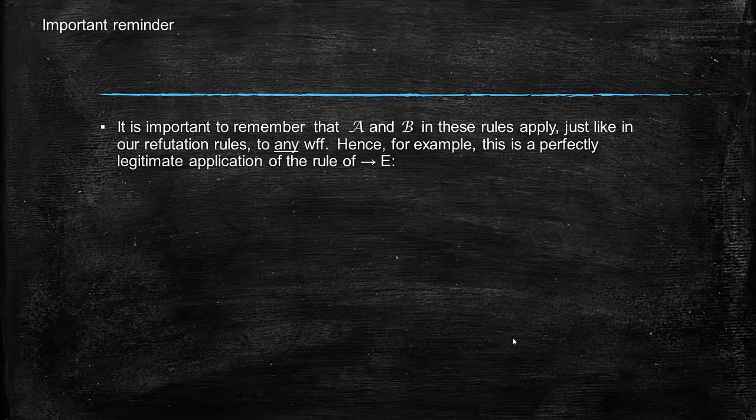It's important to remember that these A's and B's are part of the meta language, right? So they refer to any woof, not just atomic propositions. We've just often used atomic propositions in early examples, but you shouldn't get the wrong idea. So, for example, suppose you had these two lines in a proof, both as assumptions. This says P and Q if and only if R, then S or M. And this says P and Q if and only if R.